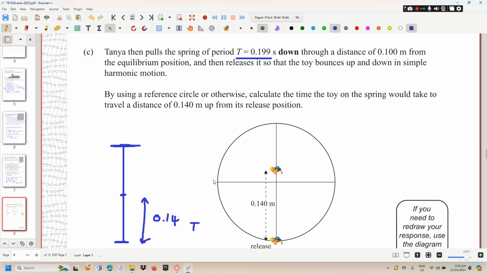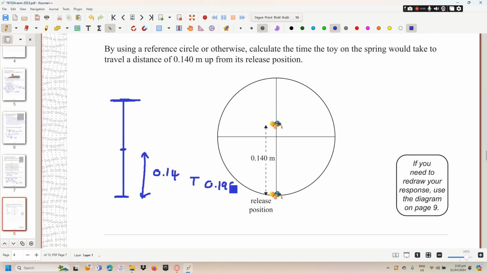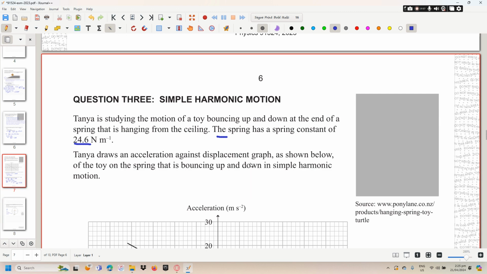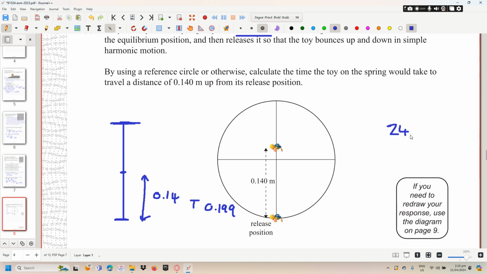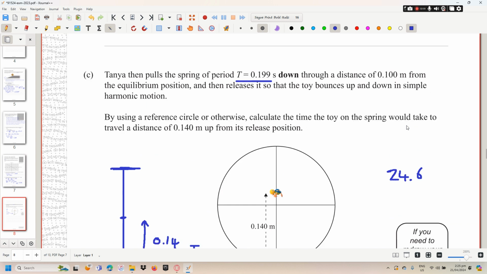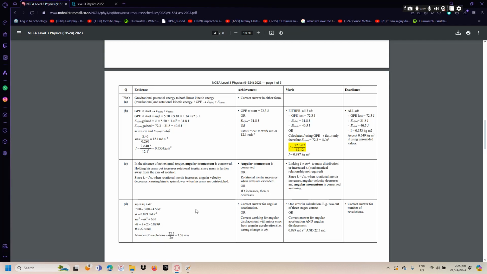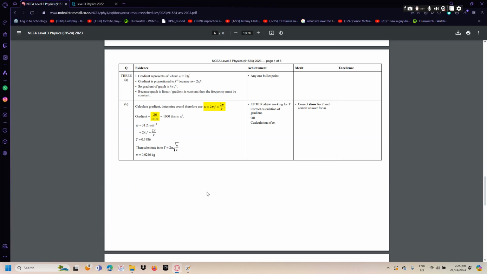The period is 0.19. Now, they do give us the spring constant, 24.6. I'm going to write that over here, because it's probably going to be useful. Down to a distance of 0.1 meters. Shall we get to the next question?